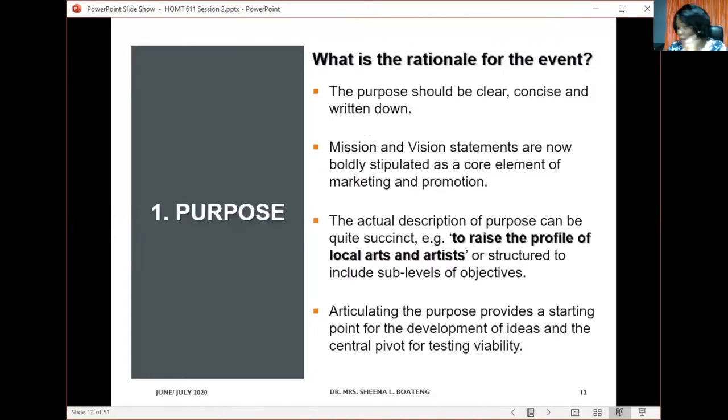Let's first start with the purpose. And under the purpose, the question we are asking ourselves is, what is the rationale for this event? So in asking what the rationale for the event is, we are saying that the purpose that you are organizing the event should be clear, concise, and written down.